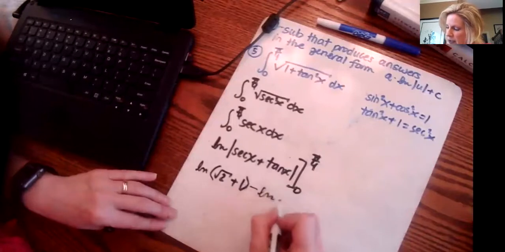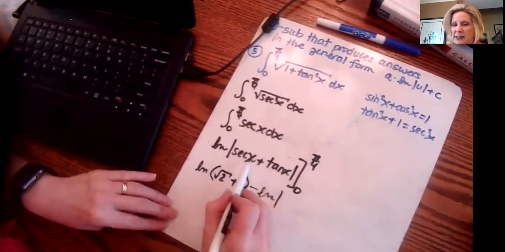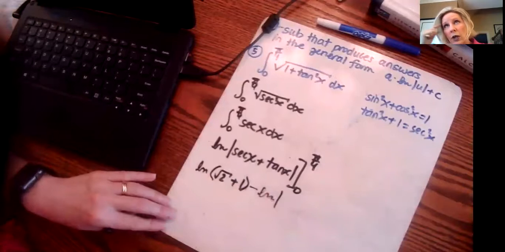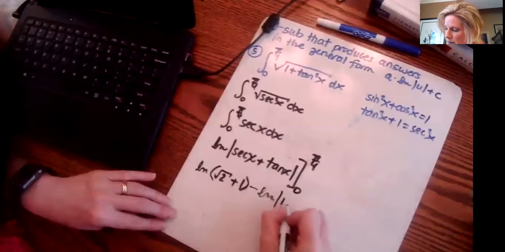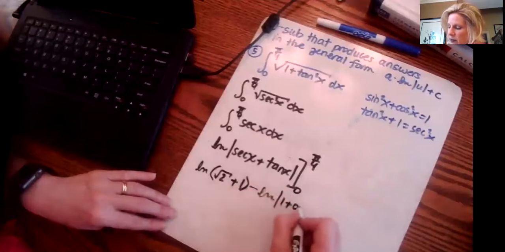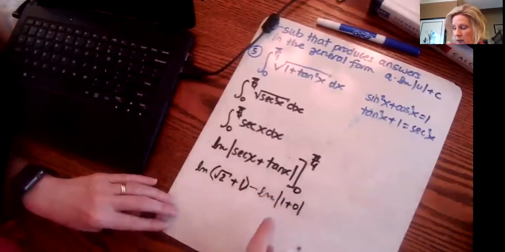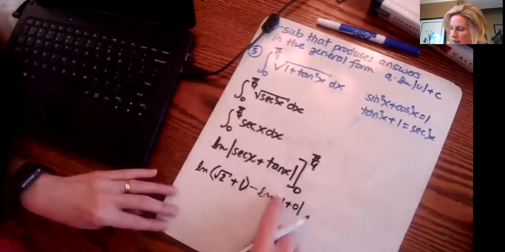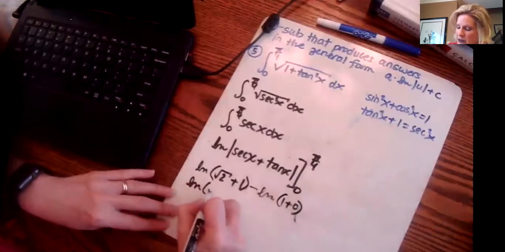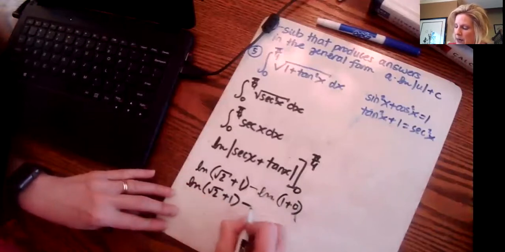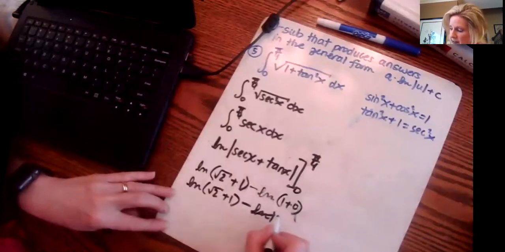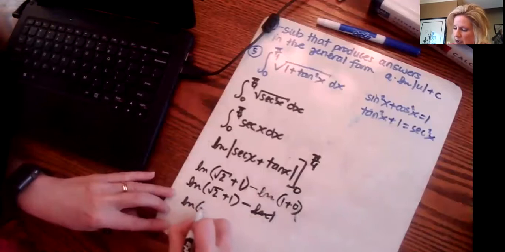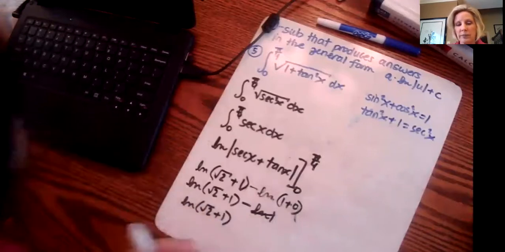Minus ln of secant 0. Now remember, on the unit circle, cosine of 0 is 1. So secant is 1 over 1. Tangent 0 is 0. Well, again, 1 plus 0 is 1. So it's already positive. So I've got ln of the square root of 2 plus 1 minus ln of 1. Guys, remember, ln of 1 is just 0. That zeroes out. So I've got ln of the square root of 2 plus 1, and there's my answer.